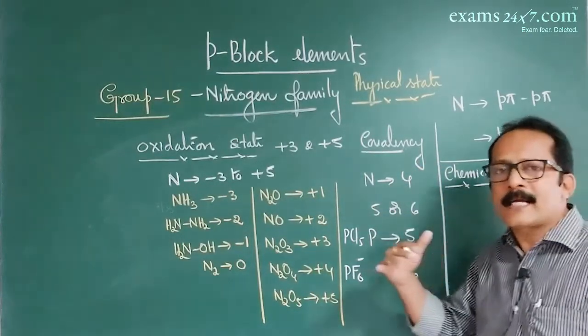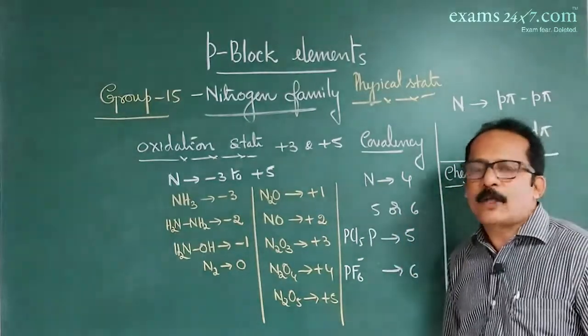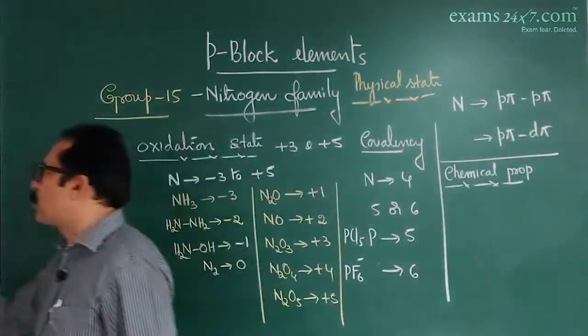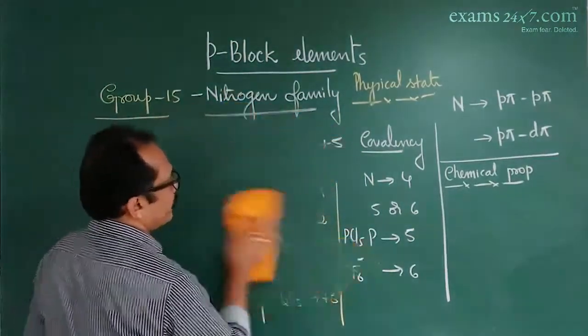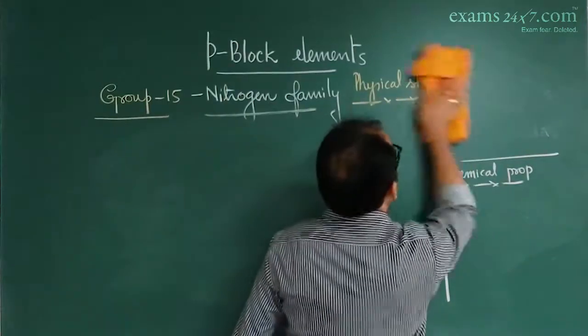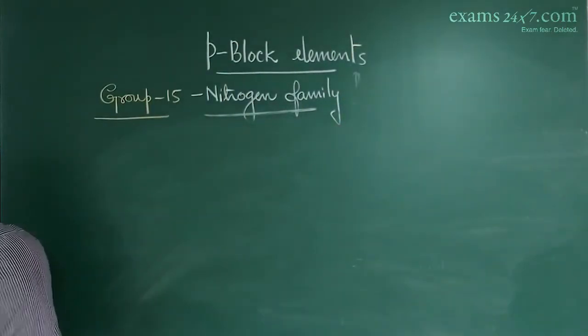Next, reaction with hydrogen. Elements of group number 15 react with hydrogen and form hydrides of the type MH3.